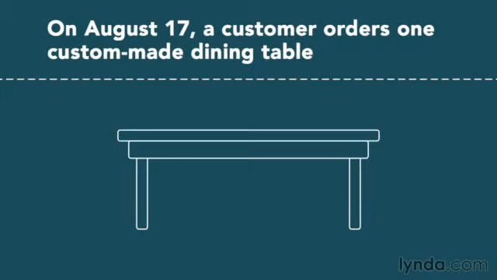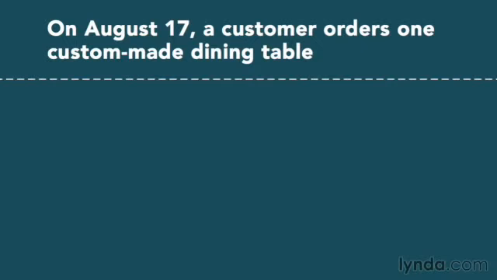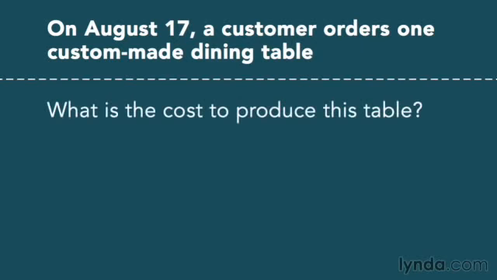It's August 17th, and they say, okay, I'm going around to various furniture makers, describing to them the table that I want. I need a bid. How much will you charge me to make this table for me? So, okay, if I want to make an intelligent bid, I better first figure out how much it's going to cost me to make that table. So what's it going to take to make a custom-made dining table?